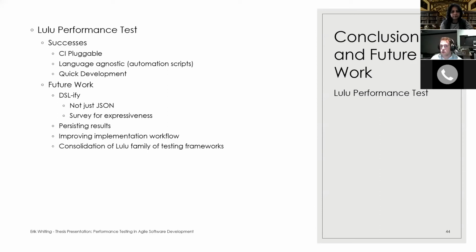Some of the future work I want to do is actually make a real DSL and not just a JSON dialect, and then survey that DSL for expressiveness. I had the goal of having an expressive DSL for LPT, but I wasn't able to test that because I would have had to poll a bunch of developers and testers and see if they thought it was expressive, and I just didn't have the time.